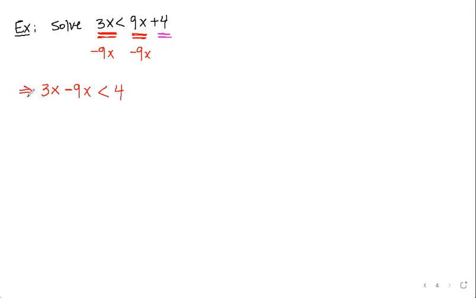Then what do I have to do? What is 3x minus 9x? We simplify it. It is negative 6x less than 4. Then what do we have to do? Divide by negative 6, both sides.